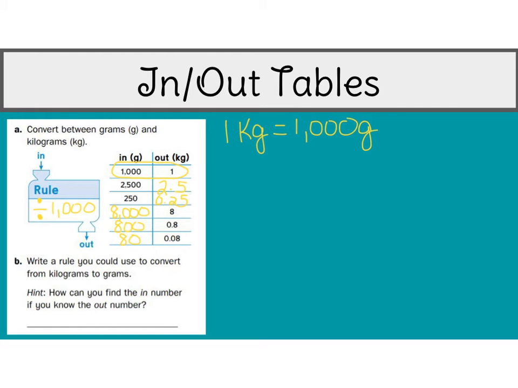Now, thinking about your exponents and how you could write a rule down here. Write a rule you could use to convert from kilograms to grams. Hint, how can you find the end number if you know the out number? We're going to use an exponent. So in that spot, I'm going to write times 10 to the third power. Because remember, we're using the number 1,000, and 1,000 has 3 zeros. So that should give you a clue there as far as what your exponent would be.